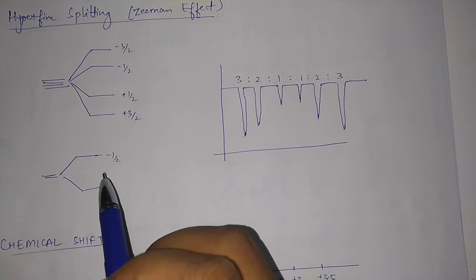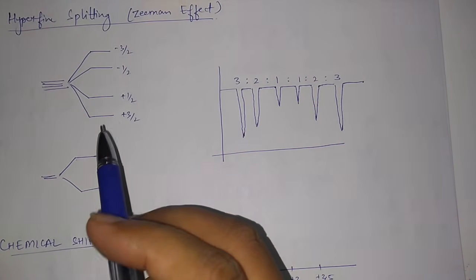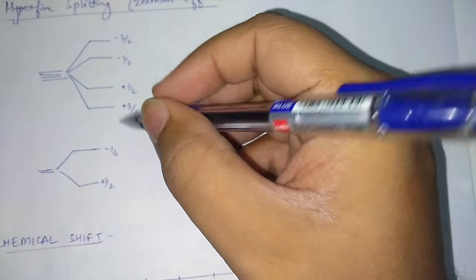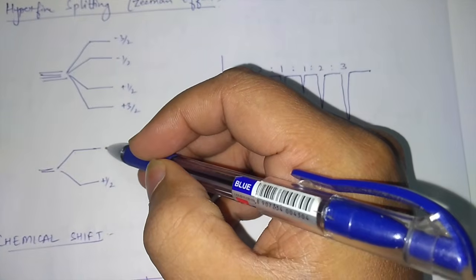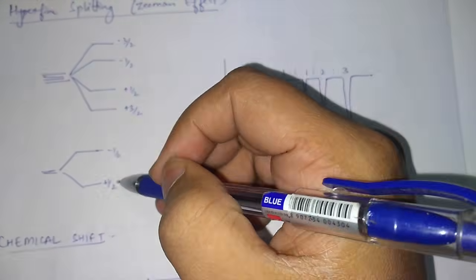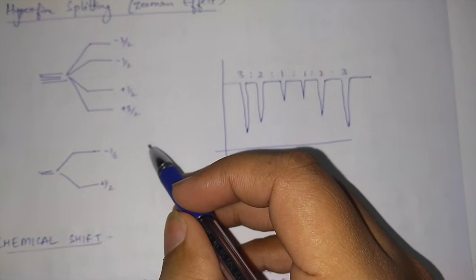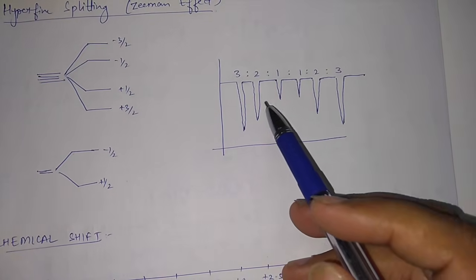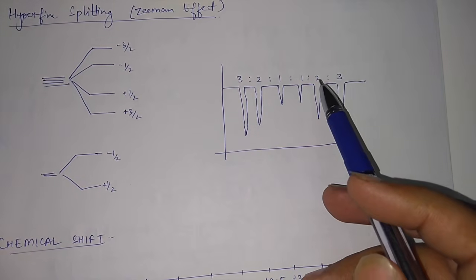Now in case of an external magnetic field, how many transitions can you see? From this plus half to plus 3 by 2, one transition will be there. From here to here, two transitions. From here to here, three transitions. Similarly from minus 1 by 2 to here also you can see how many transitions there will be. A total of 6 transitions will be there, right? So these 6 transitions will be shown like this. The intensity of these 6 transitions will be in the ratio 3:2:1:1:2:3.